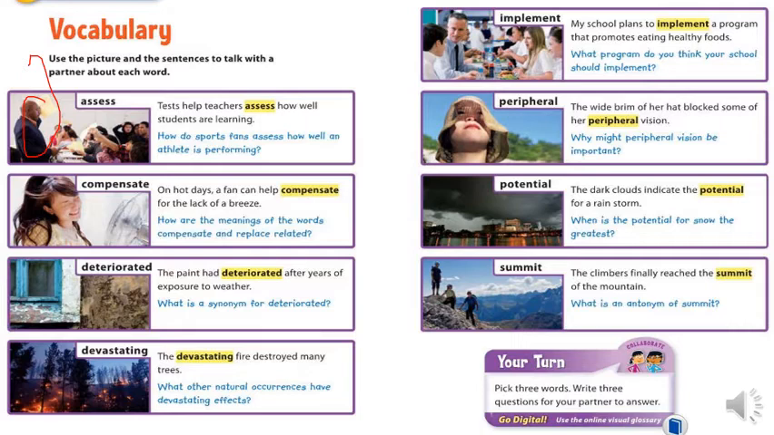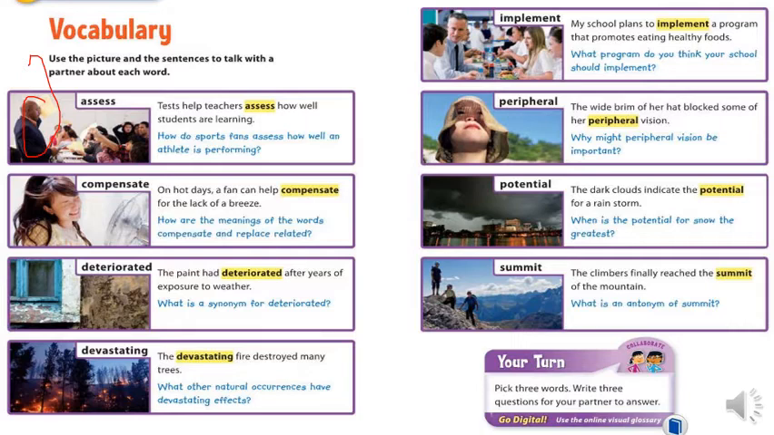Compensate is the second vocabulary word. On hot days, a fan can help compensate for the lack of a breeze. So the fan can replace something, it can replace the lack of a breeze. So, to compensate is to replace something.